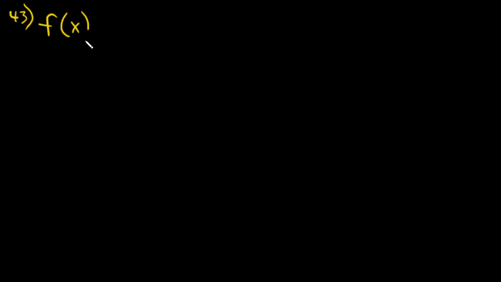So f of x is equal to, we're going to have sine x plus cosine x. Okay? And we're also given information that we're only going to be looking between 0 and 2 pi, and it is non-inclusive. So we are looking for everything between 0 and 2 pi, but not including 0 or 2 pi.